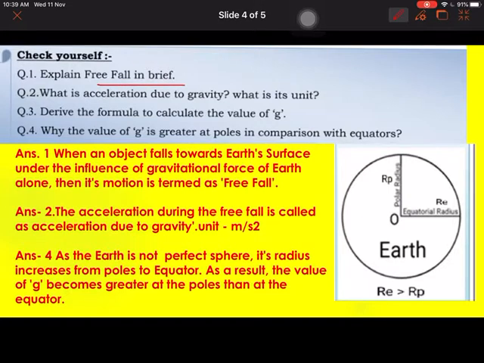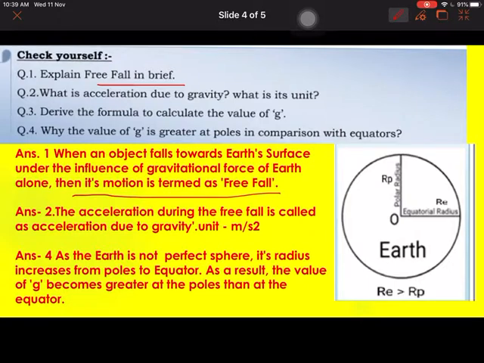Let's see the question answers. Explain free fall in brief. When an object falls toward Earth's surface under the influence of gravitational force of Earth alone, then its motion is termed as free fall. What is acceleration due to gravity and what is its unit? The acceleration during the free fall is called acceleration due to gravity and its unit is meter per second square.